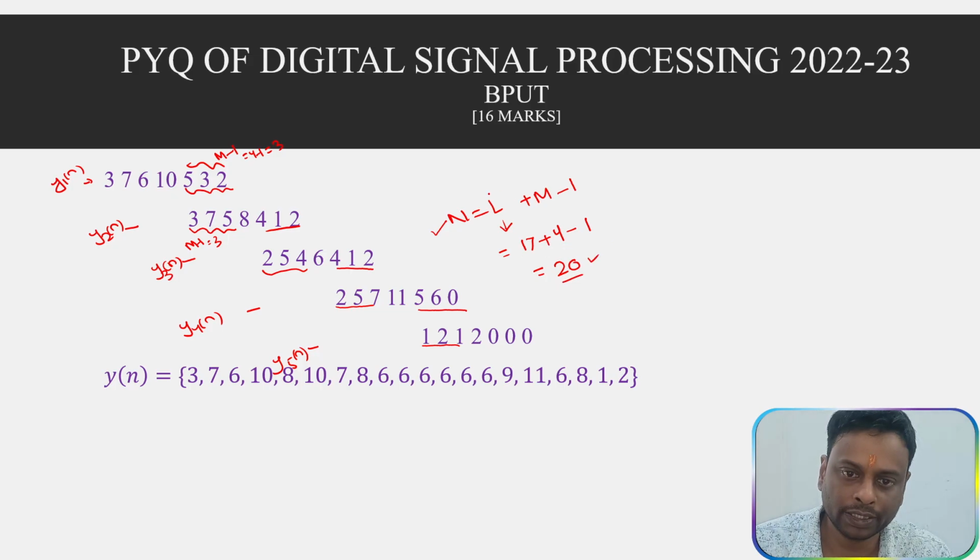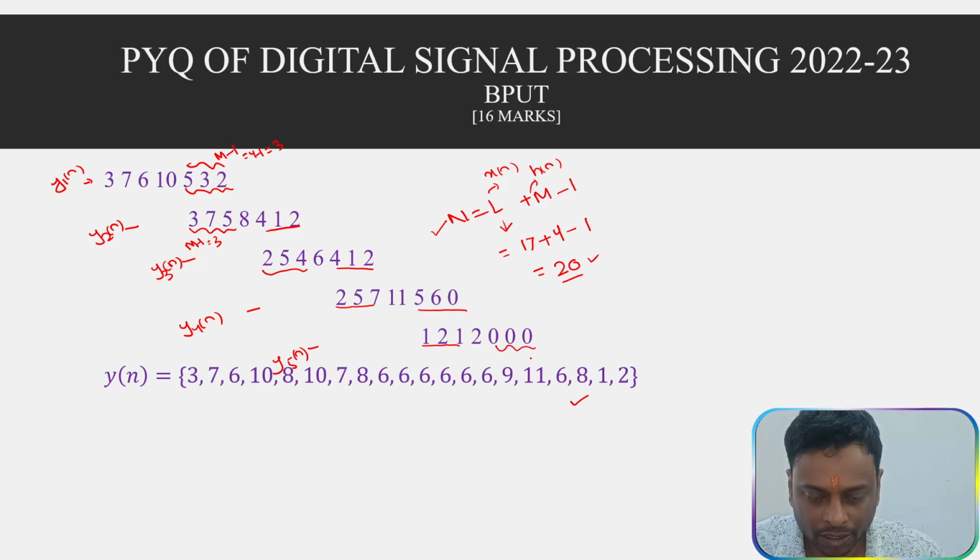So this is the length of x of n. This is the length of h of n. So total is 20. So you can see the total length of y of n is 20. So no need to write down these 3 zeros. So this is how you calculate using the overlap add method.